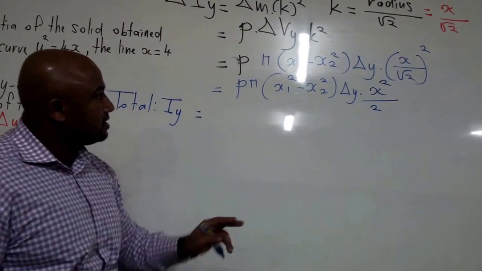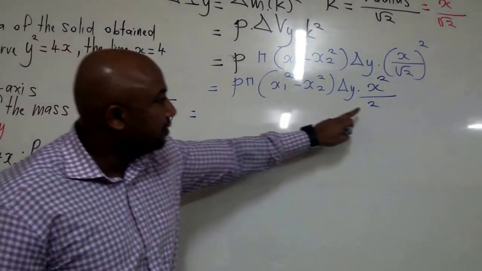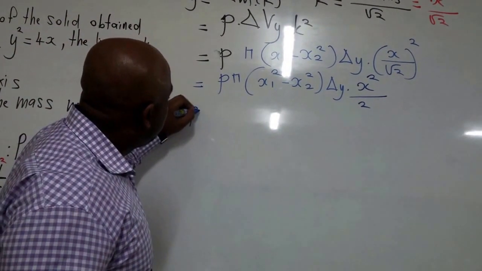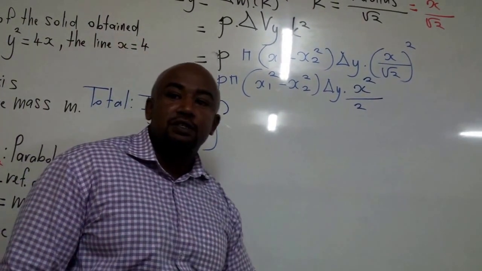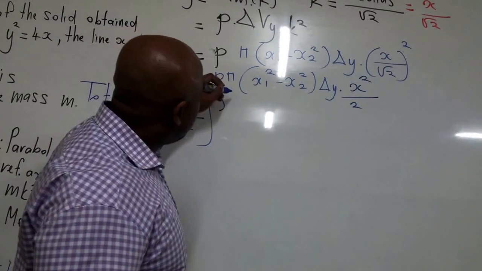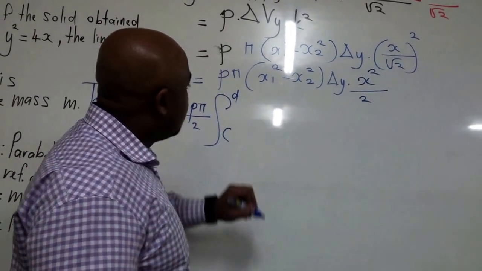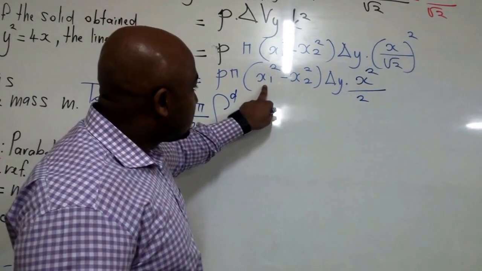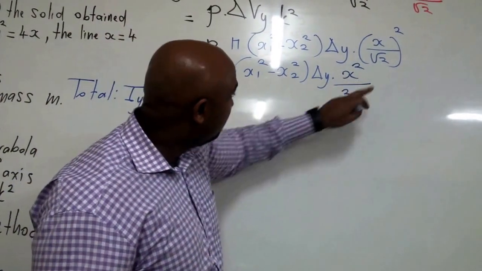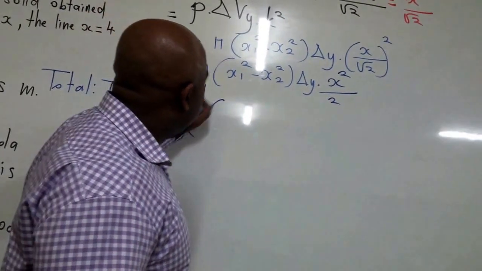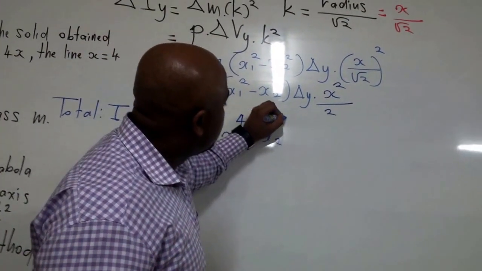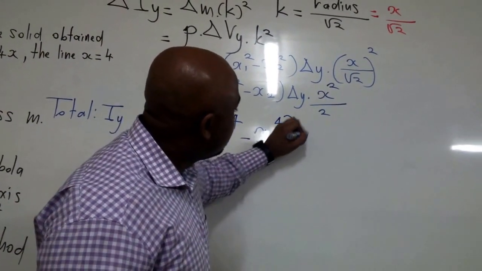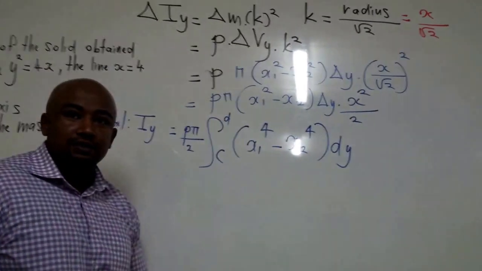Take all the constants: we have p, pi, and the 2 there, so that will be p pi divided by 2. We are integrating with respect to y, so the limits are d and c, and now x1 squared times x, or x times x squared, will be x1 to the power 4 minus x2 to the power 4, and that is dy.